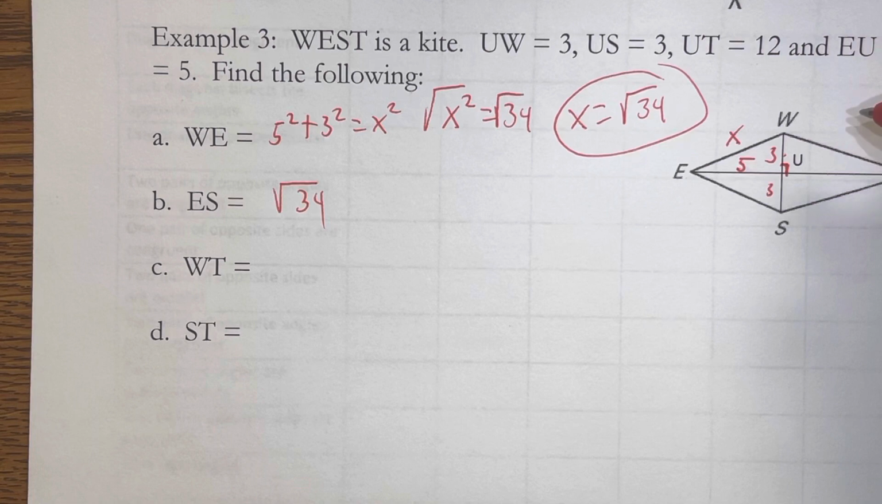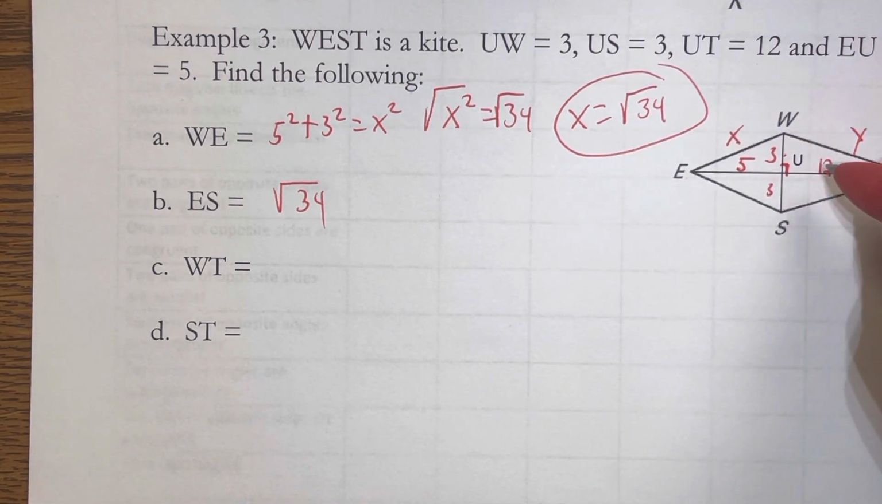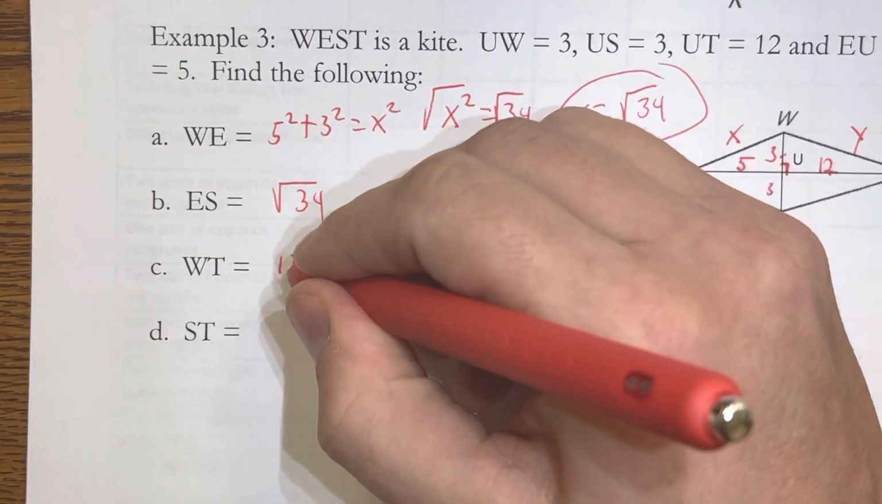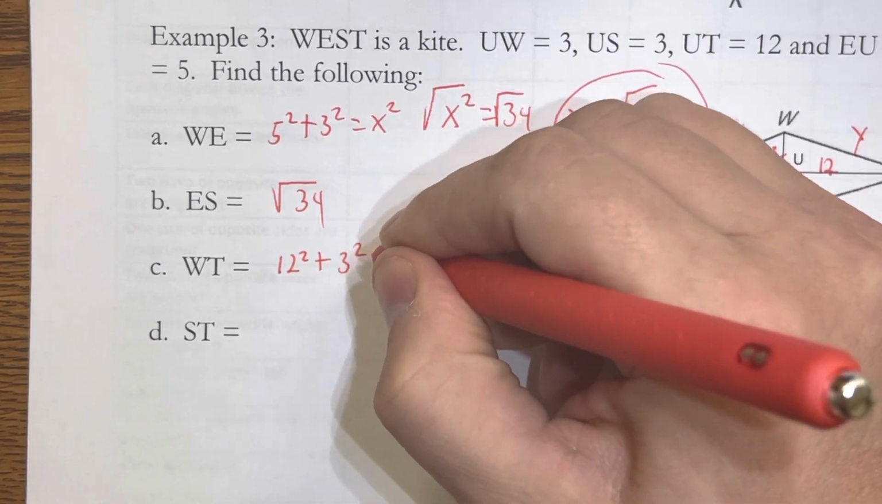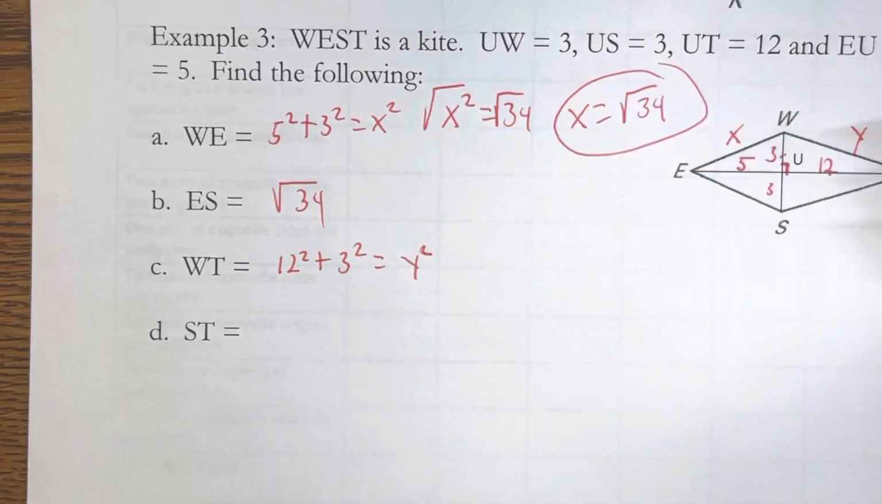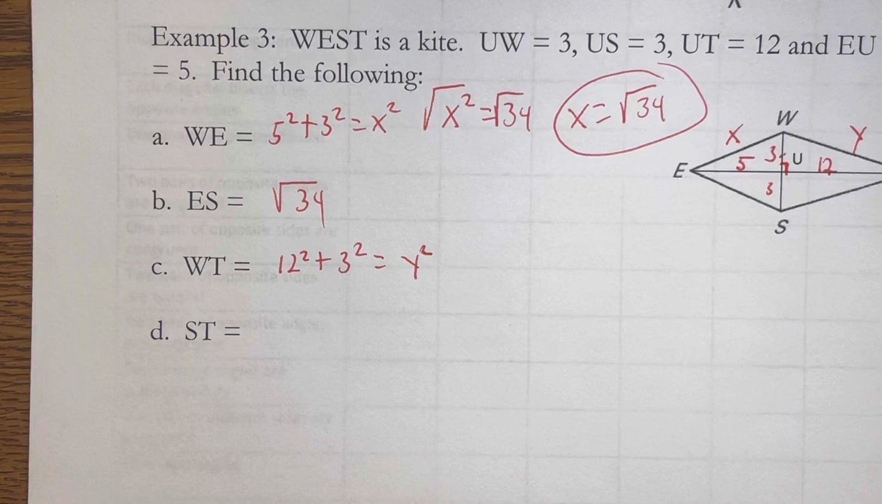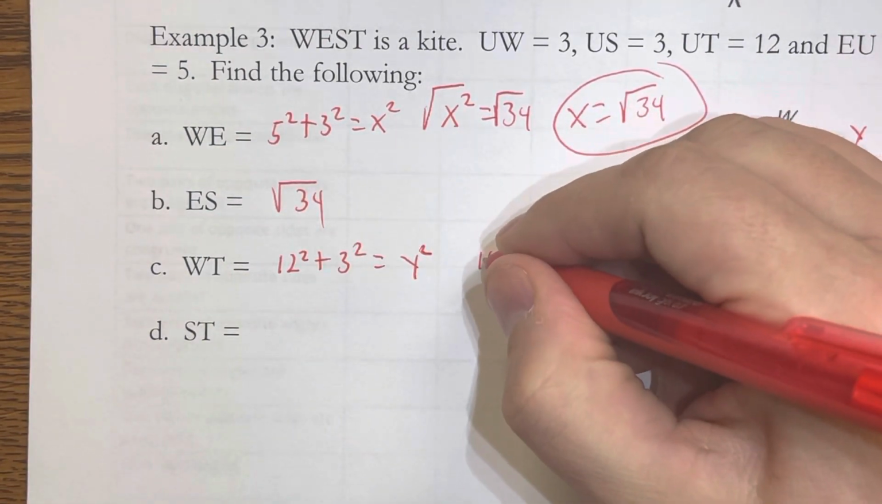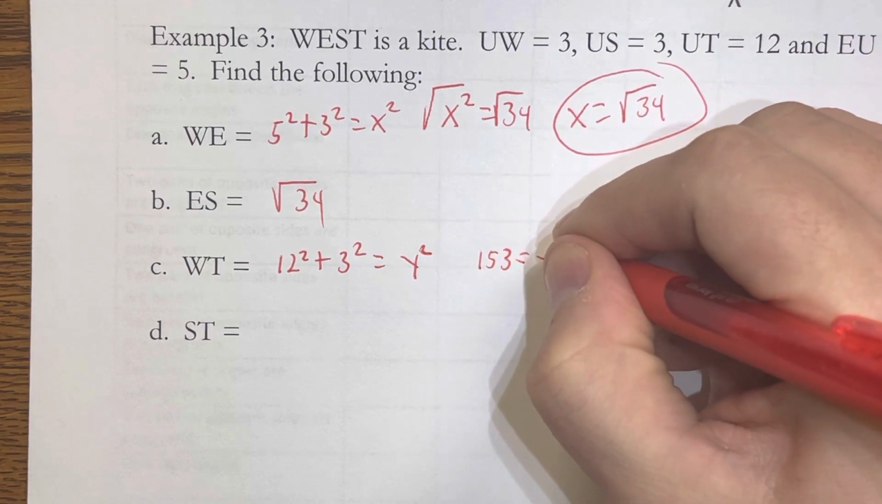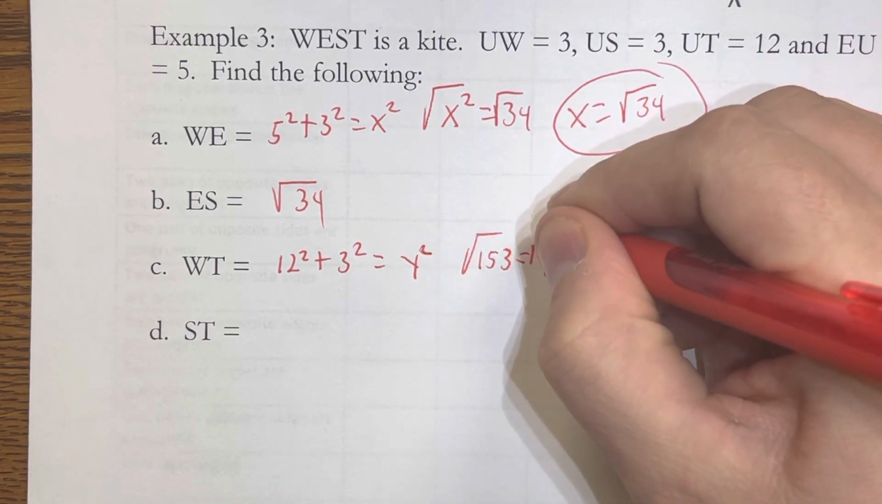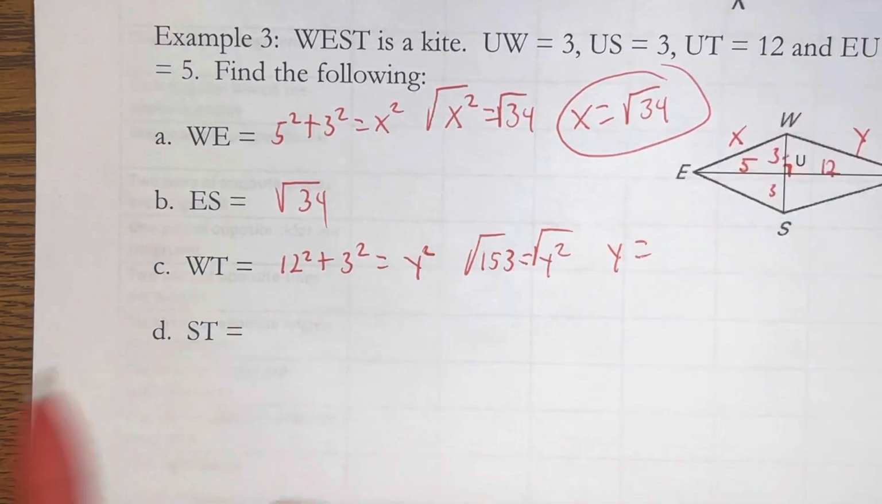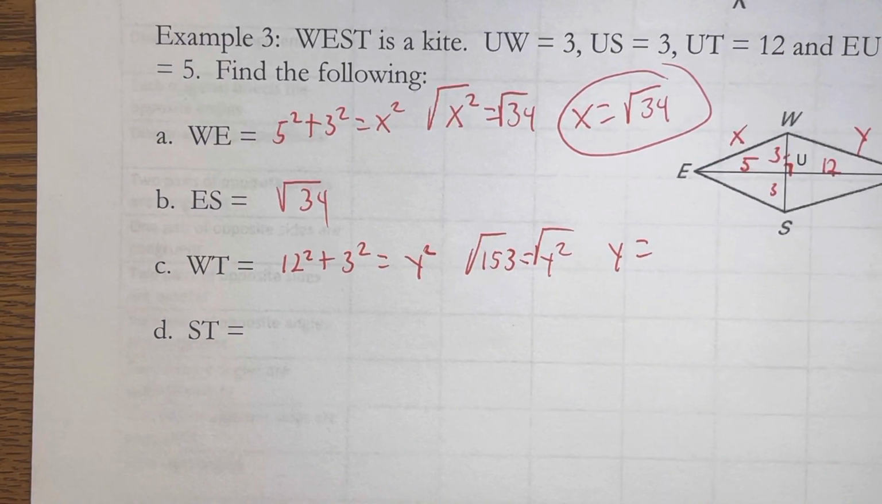Then we were supposed to find WT. UT is 12. Again, I could use Pythagorean's theorem to find this piece. We'll call that Y. So 12 squared plus 3 squared is equal to Y squared. Then I'd be able to solve that. 12 squared plus 3 squared is 153. Then we'd take the square root of both sides, and Y would equal the square root of 153.